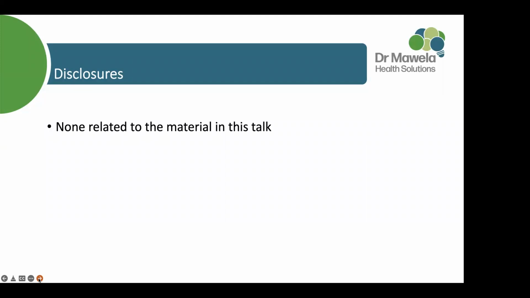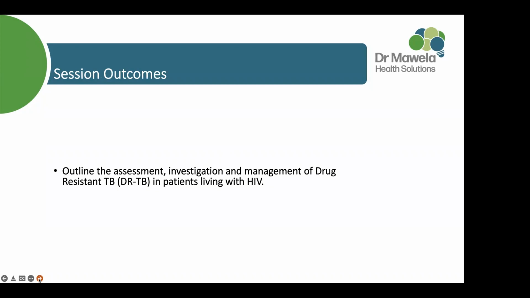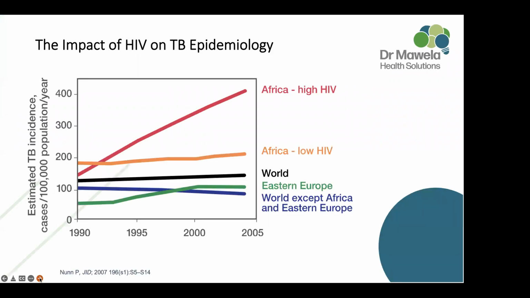So again, just to declare that this presentation is based on my own experience in the clinical space, but also all the local guidelines that we use for the management of both HIV and TB. At the end of this session, really, the aim is to outline the assessment, investigation, and management of patients who are co-infected with both HIV and TB. And we would regard patients who have these two infections at the same time to be having complex HIV disease, or what we call advanced HIV disease, needing really to be cared for very carefully.